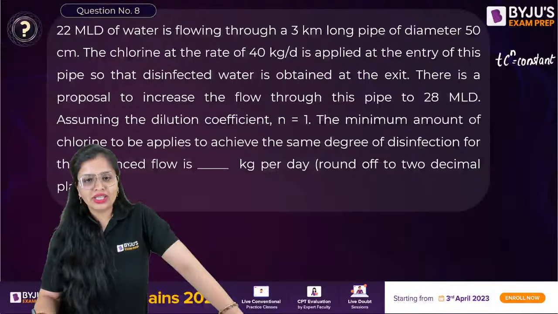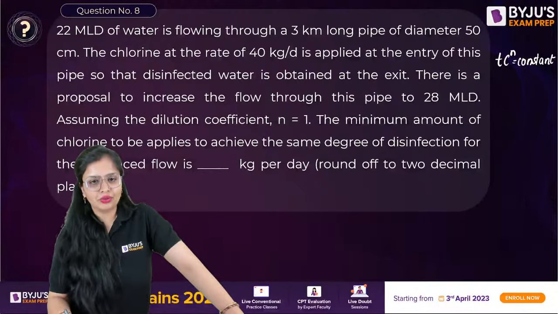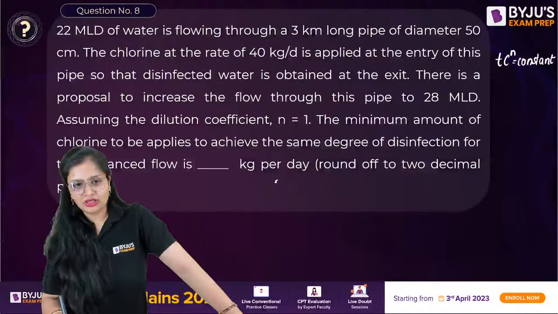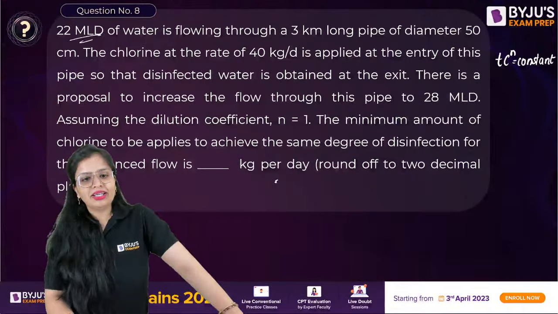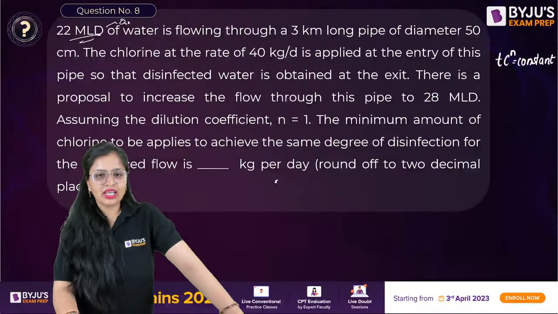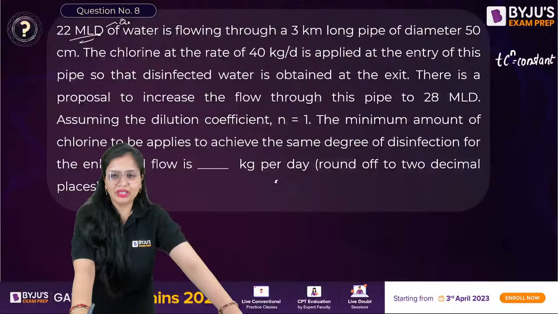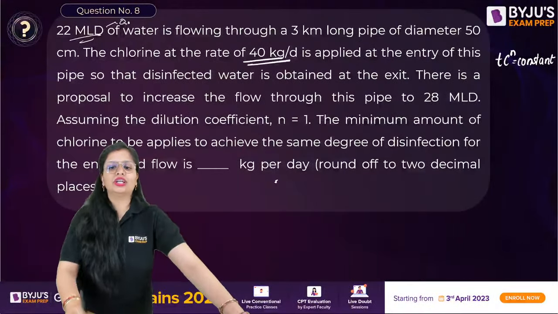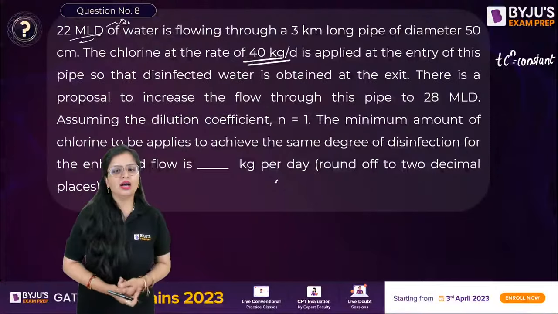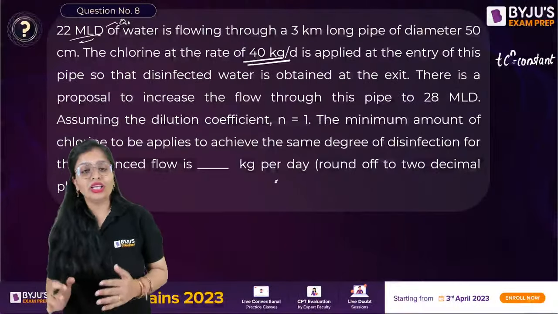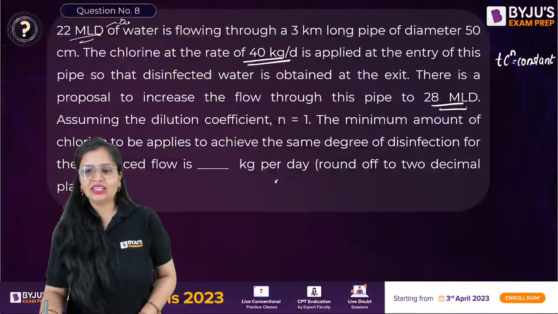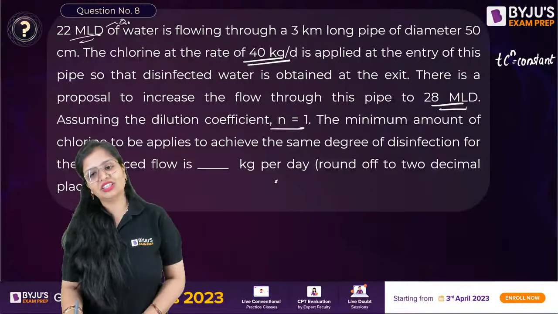So you should know that here there are two things given to you. One, there is a 22 MLD discharge, which was flowing through a 3 kilometer pipe. The diameter is given to you. At that time the dose was 40 kg per day. Now we want to increase the discharge from 22 to 28 MLD, and here n is the dilution coefficient, which is given to you as 1.